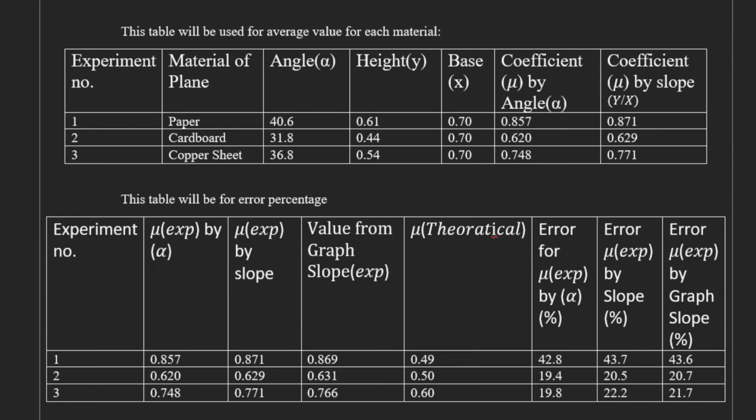Now on the screen we can see the end result of the experiment showing us the coefficient of static friction by angle and by the graph, and now showing us the error percentage with respect to the theoretical value. There is a slight difference in there, most likely due to the use of the meter scale in the measurement of height and width, which is not very accurate compared to the inclinometer.